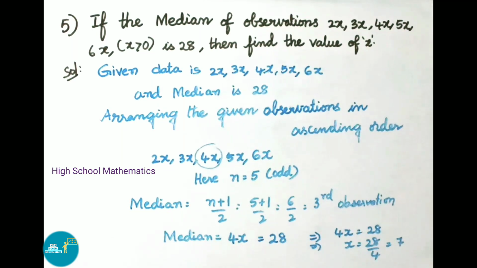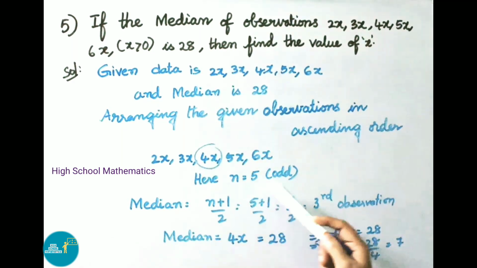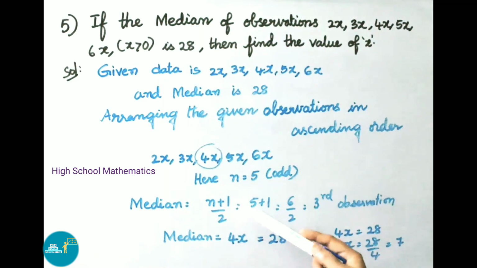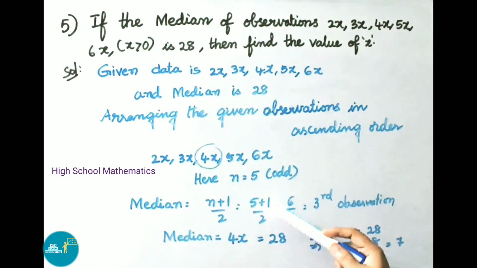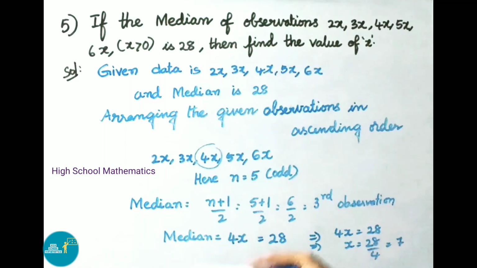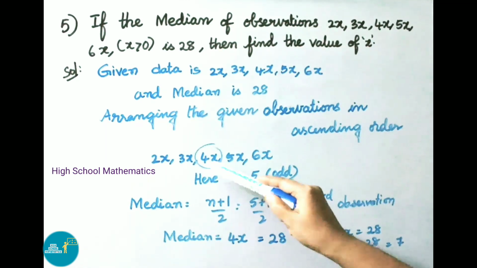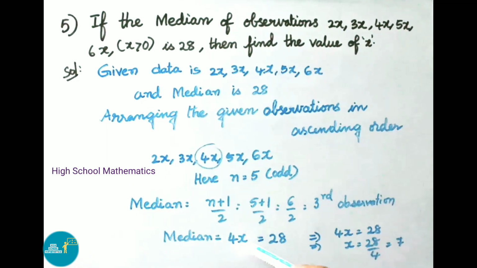Here number of observations were 5. So n value is equal to 5, which is odd number. We know median is equal to n plus 1 by 2. That equals to n value is 5. So 5 plus 1 by 2, that equals to 5 plus 1, 6 by 2. 2 table 6 is 3 times. So median is third observation. From the given observations, third observation is 4x. Therefore median is equal to 4x.